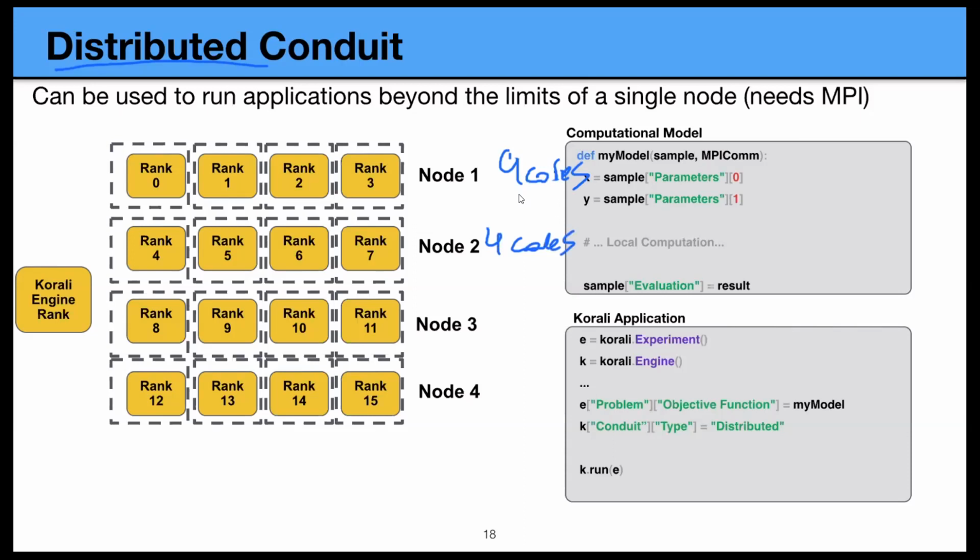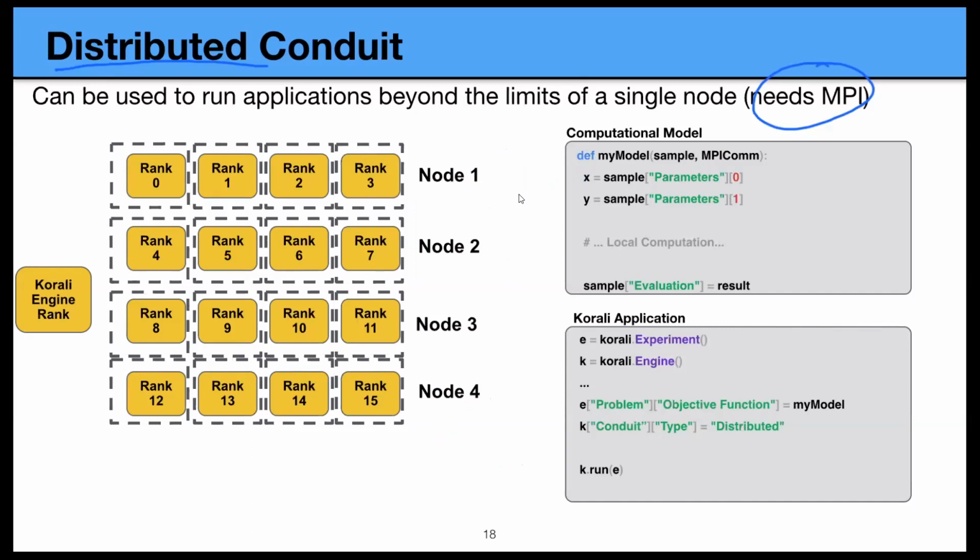And if we can use all of them together, we will have in total 16 cores available to do our sampling. And this is very easy to do. First of all, you need MPI to be installed. MPI is a communication library that gives Korali services for communication across different nodes.